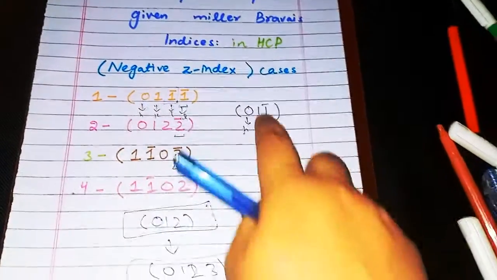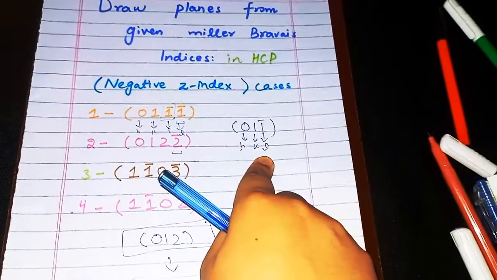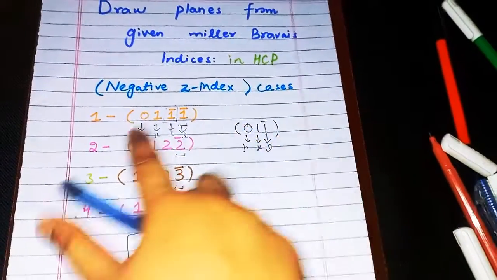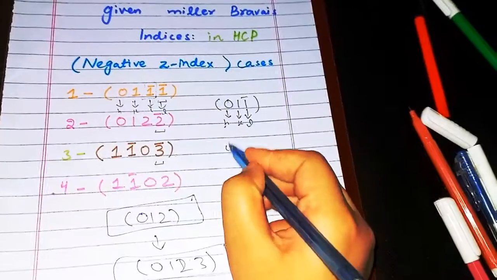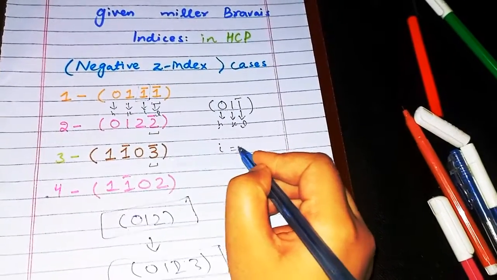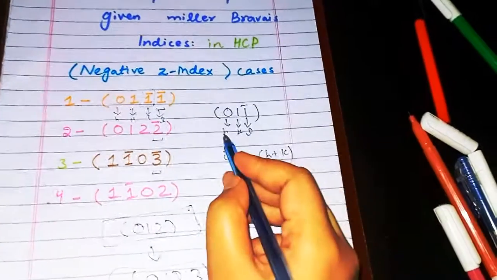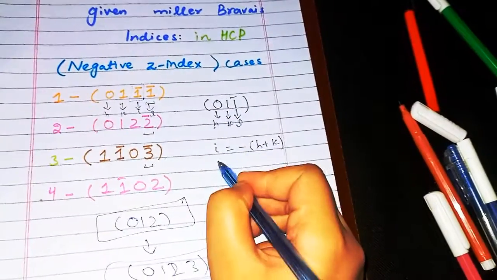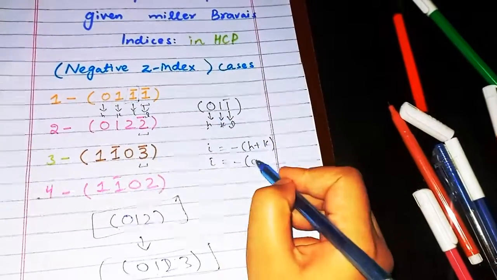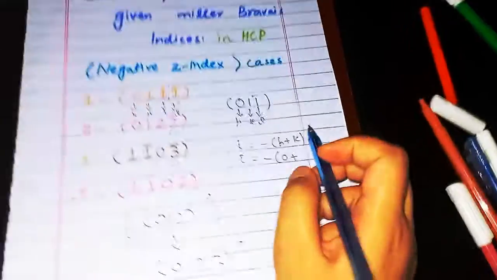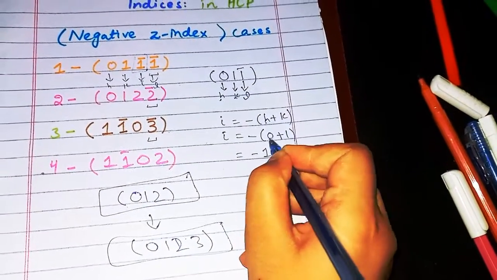In case of directions, they are different from each other. But in case of planes, these three indices are similar to the Miller-Bravais indices, and vice versa. So only I needs to be calculated, and I is equal to minus of H plus K. For example, here H and K are given. So minus H is 0 plus K is 1. So it's minus 1. You can see 0 plus 1, minus 1.